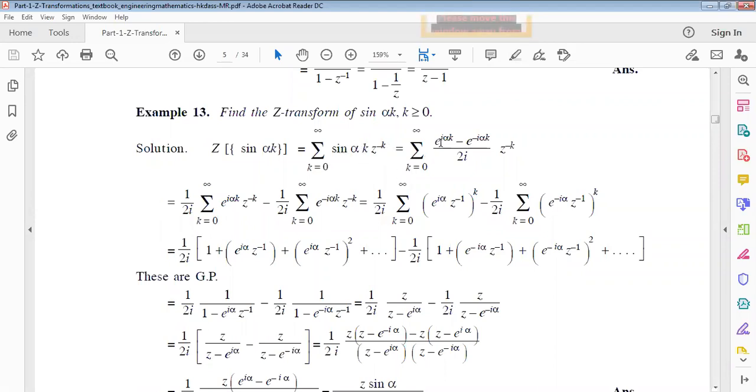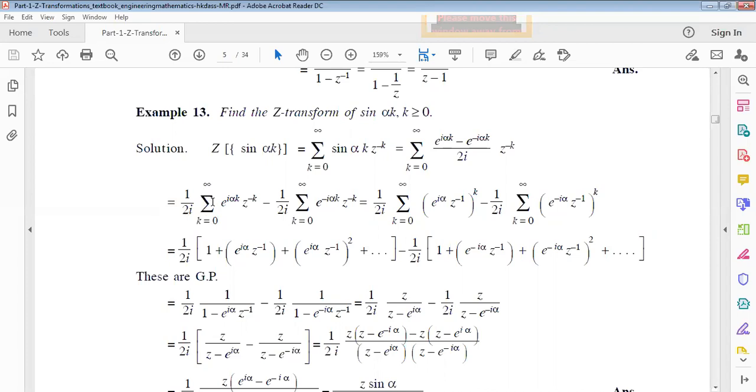Now sine alpha k can be written in exponential form. E to the power I alpha k, where alpha k is the angle. So e to the power I alpha k minus e to the power minus I alpha k divided by twice I. This is the exponential form of sine. So we can divide it into two parts, taking 1 by twice I common before the summation.